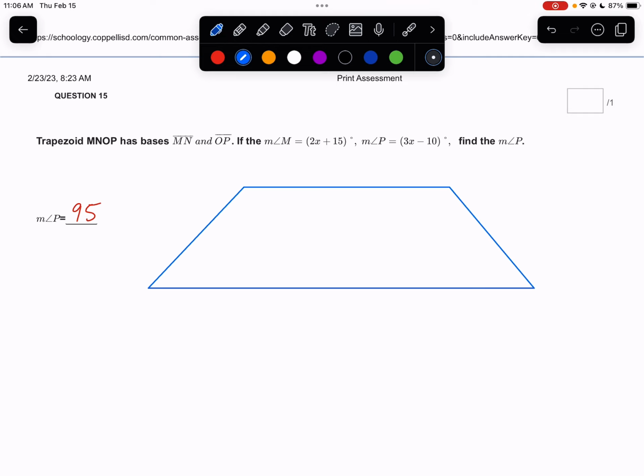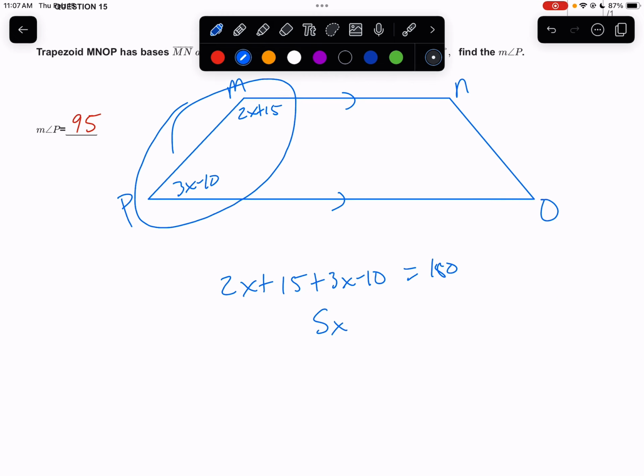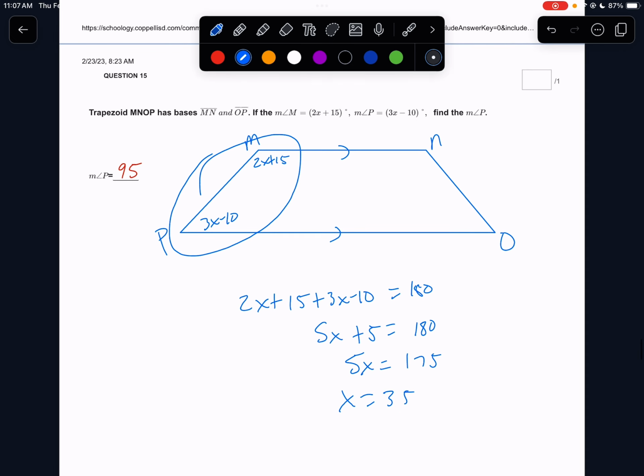Angle M is 2x plus 15. Angle P is 3x minus 10. Well, because of parallel lines, those are going to add up to 180. 2x plus 15 plus 3x minus 10 is going to equal 180. So that's going to be 5x plus 5 equals 180. 5x equals 175. X equals 35. Let me type it in just in case. Got it. How big is angle P?